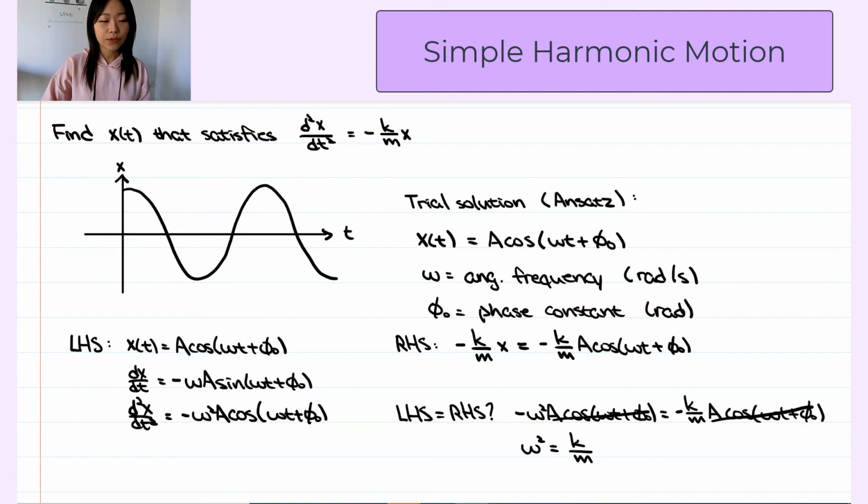Omega squared, since we have the square, the left-hand side is always positive. How about the right-hand side? K, we say that is a positive constant, so yes, it's positive, and m is the mass, which is always positive. So we just verified that our trial solution is the solution to the simple harmonic motion, with omega equals the square root of k over m.